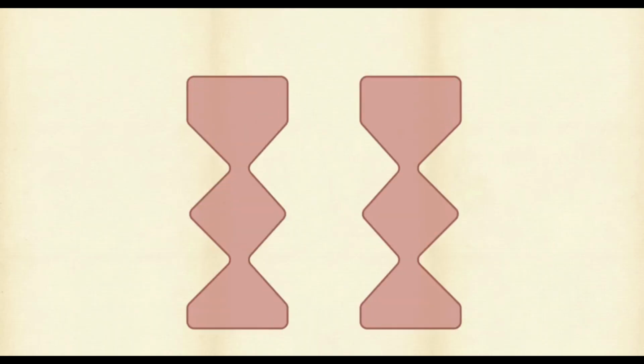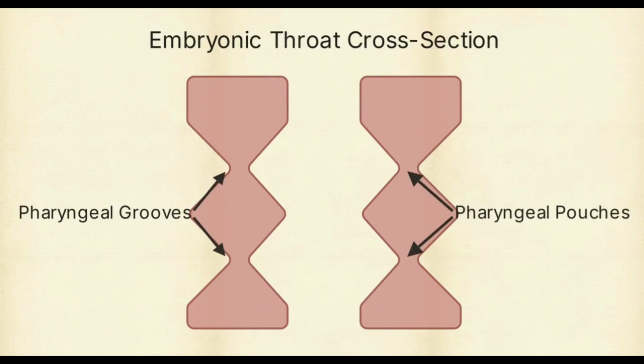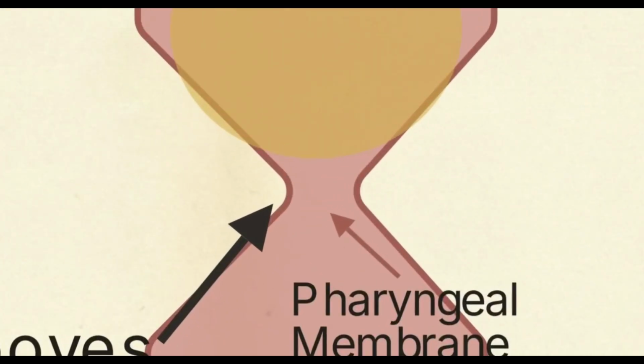This diagram shows a coronal cross-section of the embryonic throat. Outside, indentations form pharyngeal grooves. Inside, tissue pushes outward, forming pharyngeal pouches. Trapped between them are solid blocks, the pharyngeal arches. Where a pouch and groove meet is a thin pharyngeal membrane.